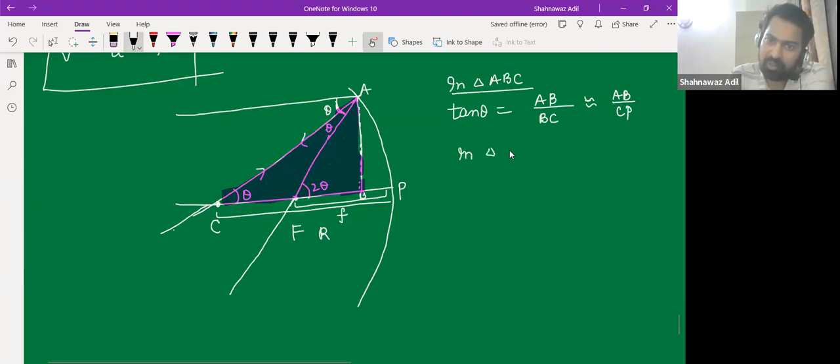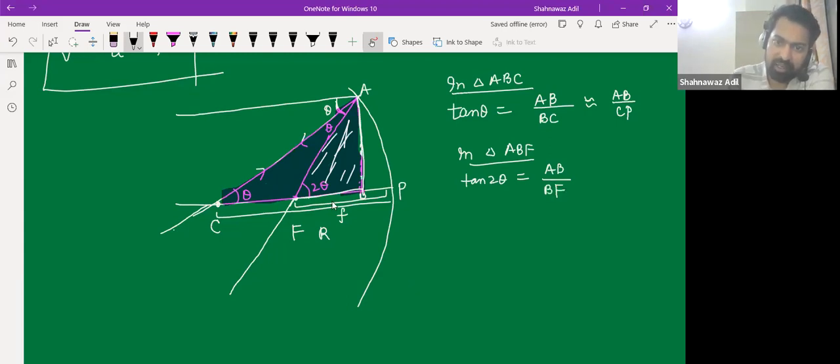And what would be, in triangle ABF, what would be tan 2 theta? Yes, guys, what would be tan 2 theta? Perpendicular by base, so this is the triangle that I am taking. So AB by this here, right? And this BF is very close to this, so BP is very small. So this BF would be equal to F. Okay, is this clear?